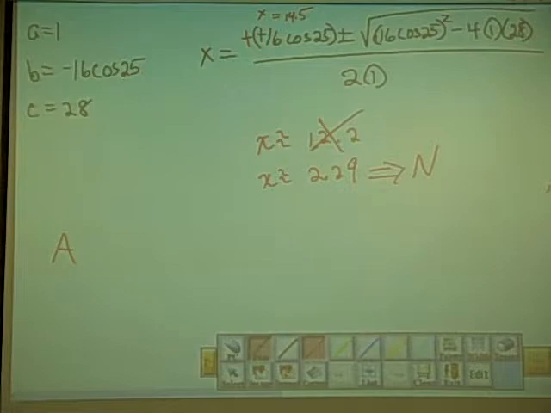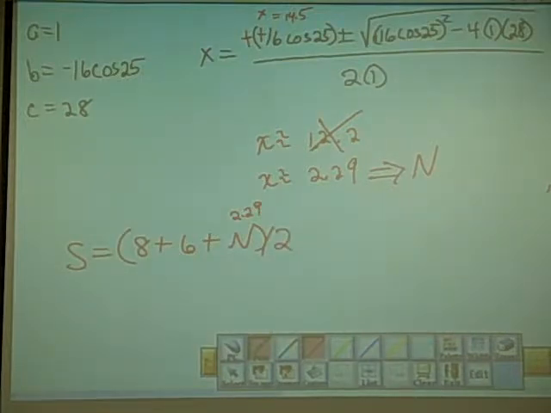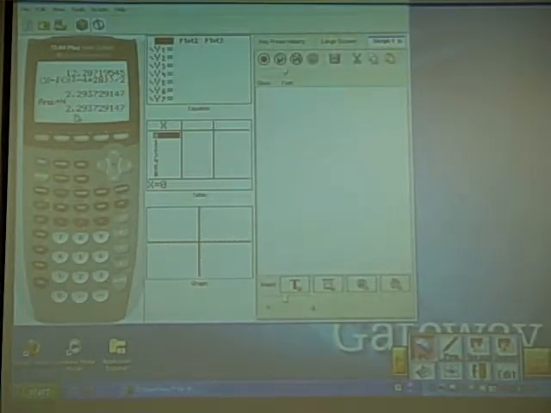So now we can go ahead and use Heron's formula, but first we have to find out what s is. So we're going to take each of the sides, 8 plus 6 plus, we're going to use n for 2.29, right? And we're going to divide that by 2. Okay, so let's go back to our calculator, and we got n, right? So we're going to put in 8 plus 6 is 14, right? Plus, and then we're going to hit alpha and n for our 2.29, close the parentheses, divide by 2, and we hit enter.